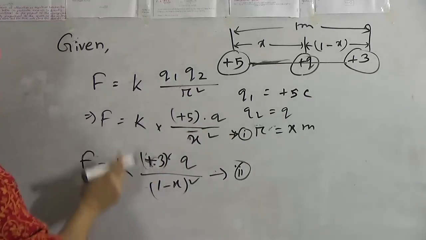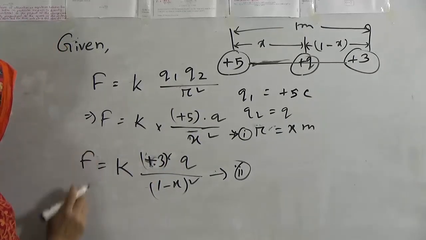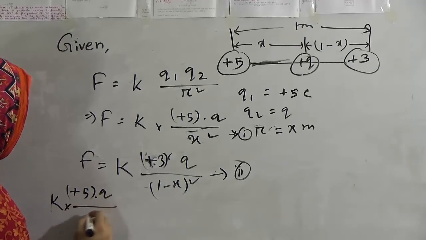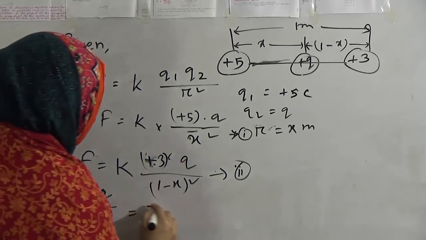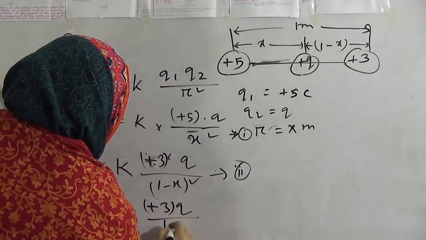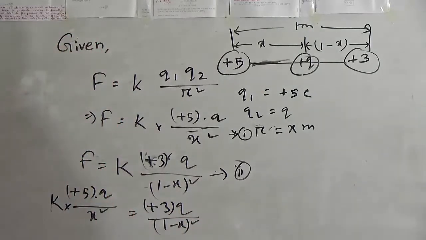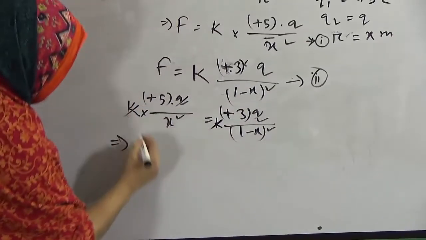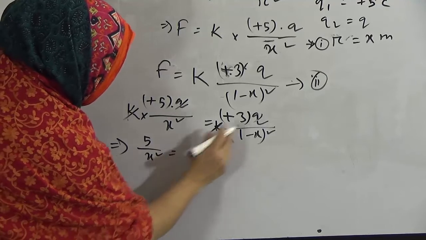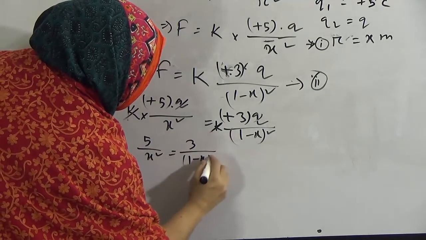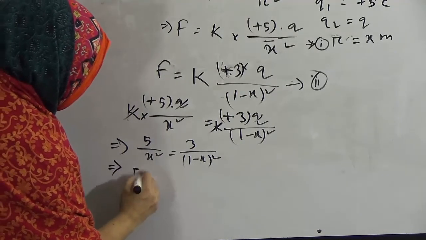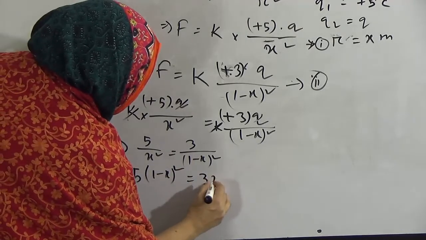So from these two equations we can write that the forces are equal: K into plus 5 into Q divided by x square equals K into plus 3 Q divided by 1 minus x whole square. Now we can write the simple equation: K and Q vanish. So 5 divided by x square equals 3 divided by 1 minus x whole square. Okay, my dear students, now 5 into 1 minus x whole square equals 3 into x square.